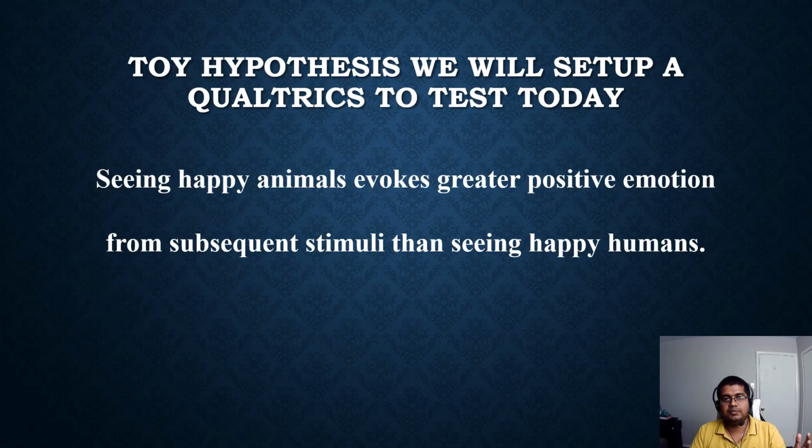the way we're going to structure this is we will test this toy hypothesis in a few Qualtrics surveys. And this is the hypothesis: seeing happy animals evokes greater positive emotion from subsequent stimuli than seeing happy humans. So you see a happy animal and you see a stimulus, you feel happier rather than seeing a happy human and then seeing the same stimulus. This is what you want to test.